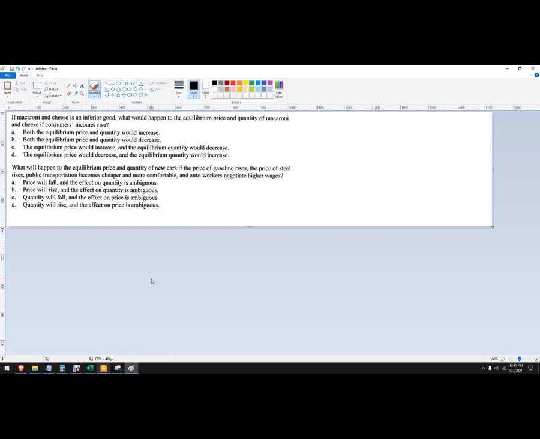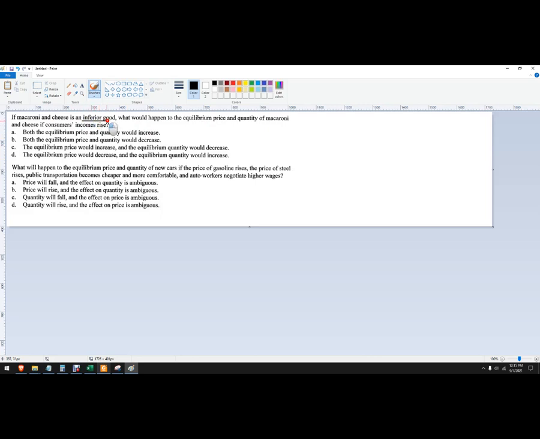Hello, we're going to do two market shift problems, just example problems. What you want to do is sketch these issues out; it's a lot easier to get. So we've got the first one: macaroni and cheese is an inferior good. What would happen to the equilibrium price and quantity of mac and cheese if consumers' income rises?